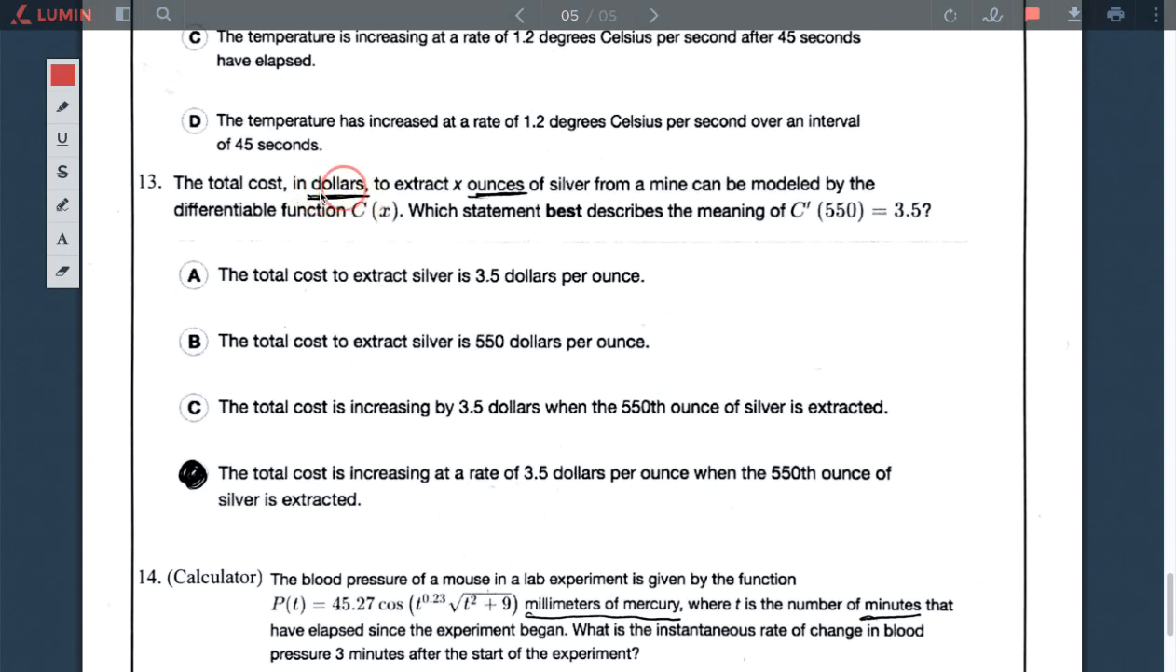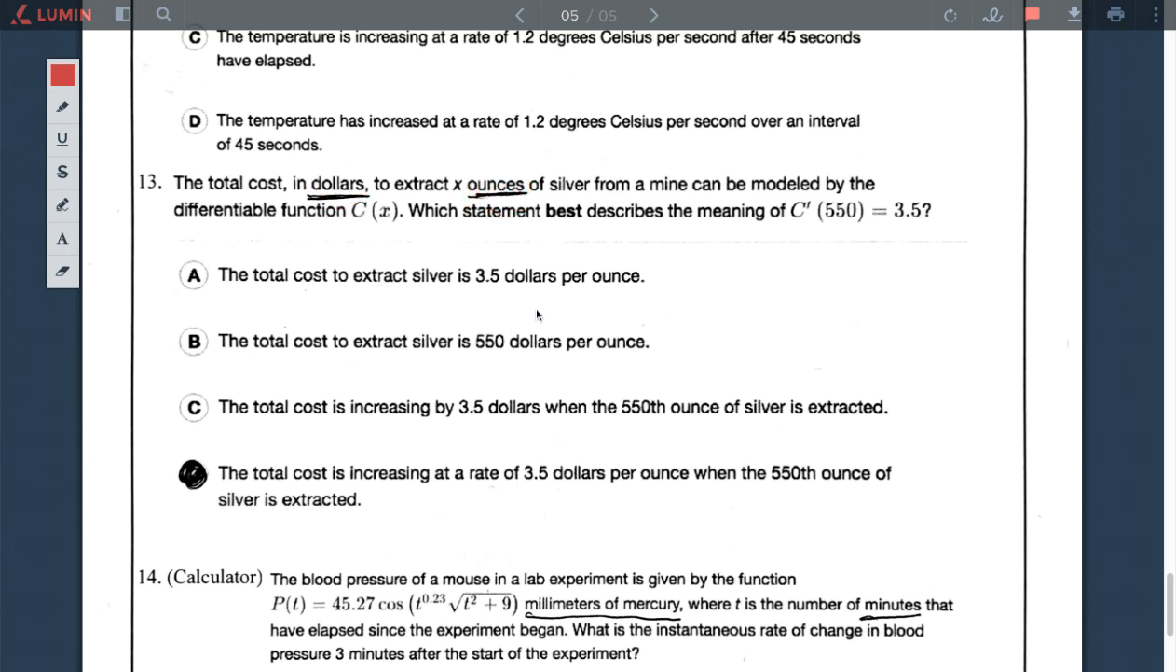All right, 13. Total cost in dollars, so dollars is my dependent, to extract x ounces of silver from the mine, so ounces is going to be my independent, can be modeled by the differentiable function C of x. Which statement best describes C prime? So I'm looking at dollars per ounce.